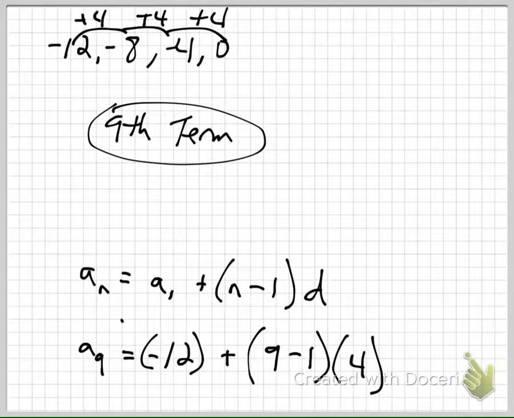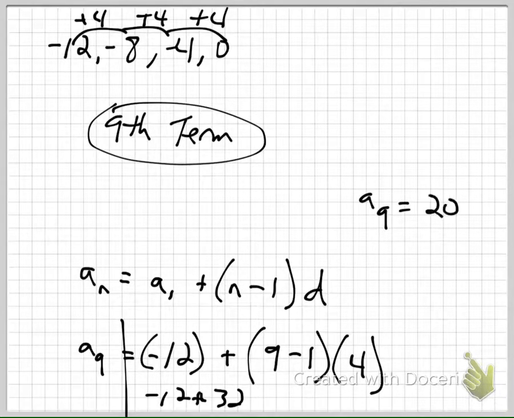Let's try that. Line down the equal sign. What is 9 minus 1 inside these parentheses? 8. What is 8 times 4? 32. So it's negative 12 plus 32. What is negative 12 plus 32? 20. So a sub 9 equals 20. Since it's a small one, let's see if that's true. We can figure this out and see if it's true, right?